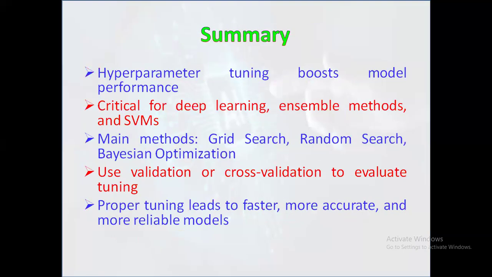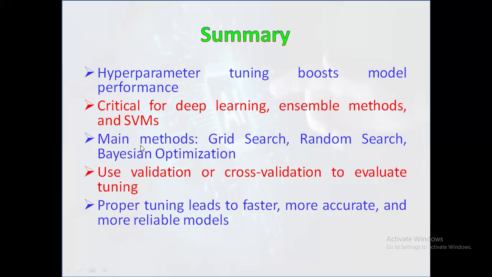Coming to the summary, hyperparameter tuning boosts model performance. That means tuning ensures that the model is learning efficiently and generalizing well, which is essential for practical deployment. The second point is that it is critical for deep learning, ensemble methods, and SVMs. Different algorithms depend heavily on hyperparameter choices. Deep learning models in particular can perform very poorly without good tuning.